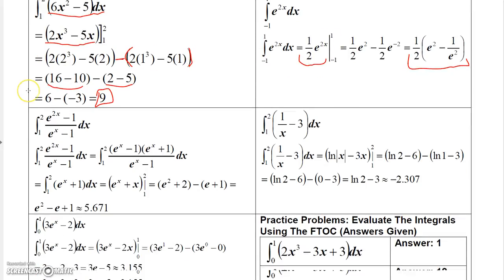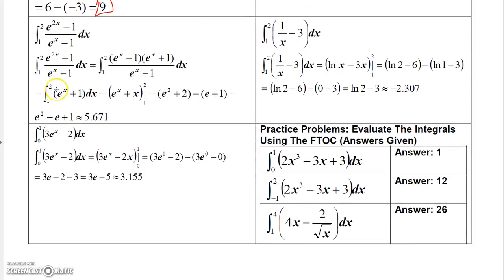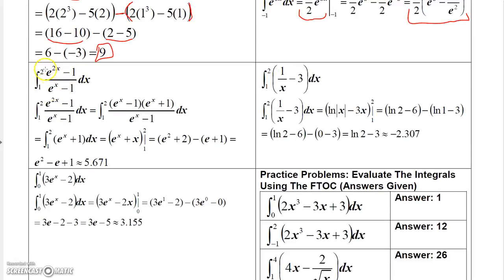Okay, here's one, well, I don't think we did one exactly like it, but we had a similar problem to this in definite integrals. This one I'm actually going to factor the top. e to the 2x minus 1 is a difference of squares, so it factors into e to the x minus 1 times e to the x plus 1, and then I can cancel this.